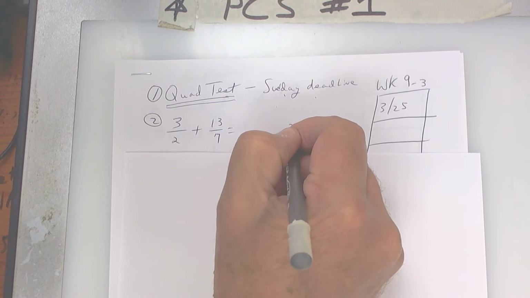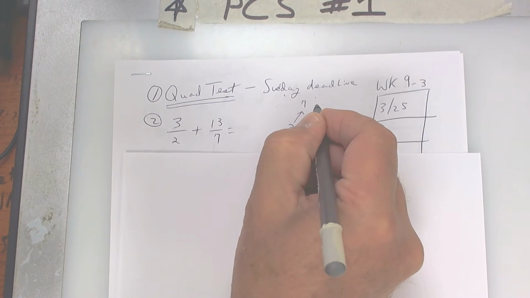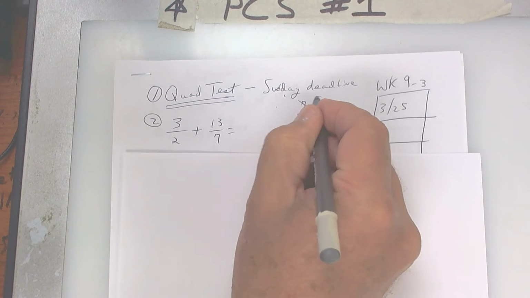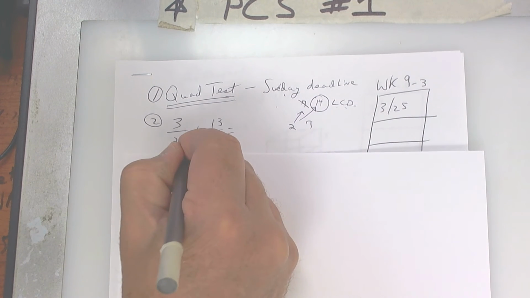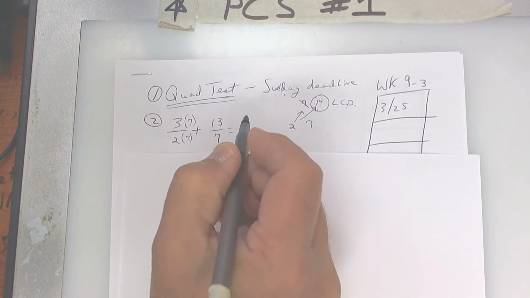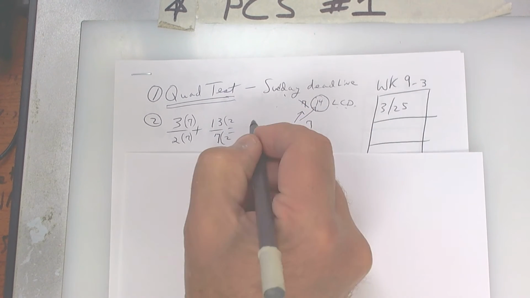Look here. Take 2 and 7. Take the biggest number. Does 2 go into 7? No. Double it. Does 2 go into 14? Yes. That's your least common denominator. Now you want to multiply 2 times 7 to get 14. So you got to do the top number. This one you're going to do 7 times 2, which gives you 14. So you're going to get 21.